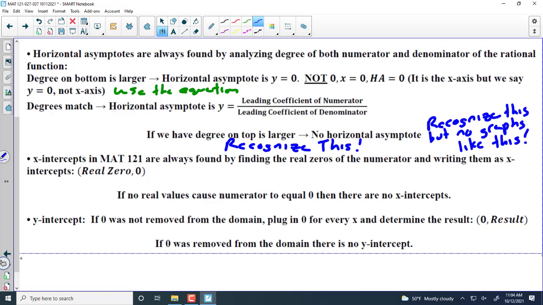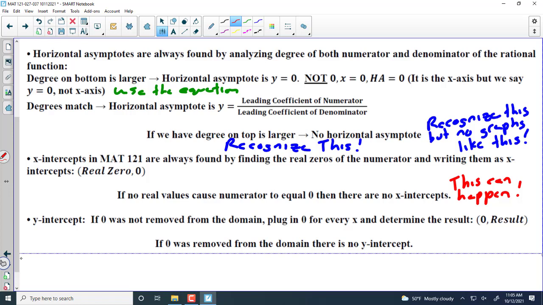All right, x-intercepts in Math 121 are always found by finding the real zeros of the numerator and writing them as x-intercepts. So you find the real numbers that make the top equal to 0, and you turn them into ordered pairs: the number, comma, 0. That's how you find an x-intercept. That's it. If no real values cause the numerator to equal 0, then there are no x-intercepts. Did that ever happen in this class, no x-intercepts? Yes, this can happen, so watch out for this. We saw several examples with no x-intercepts at all.